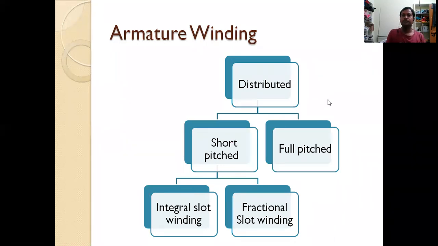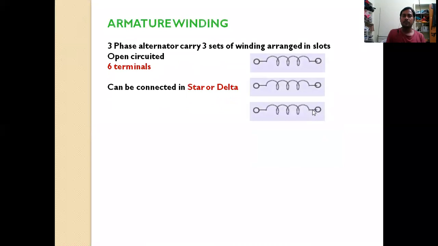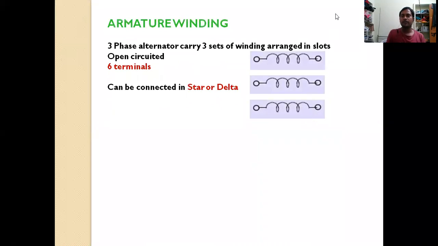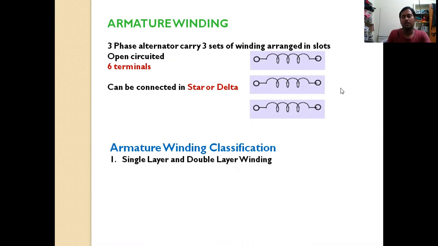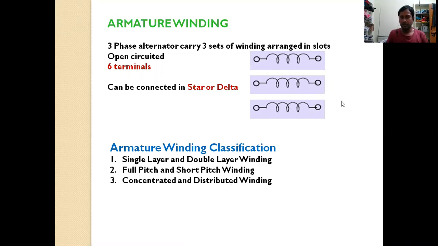So next, this is an armature winding. The armature winding is actually a three phase winding. The three phase winding has three sets of windings, and it has six terminals. You can see here six terminals, and it can be connected in star or delta. But mostly the winding will be in star only. Again, this armature winding is classified as single layer winding or double layer winding, and full pitch winding, short pitch winding, concentrated and distributed, which we already discussed in the previous slide.